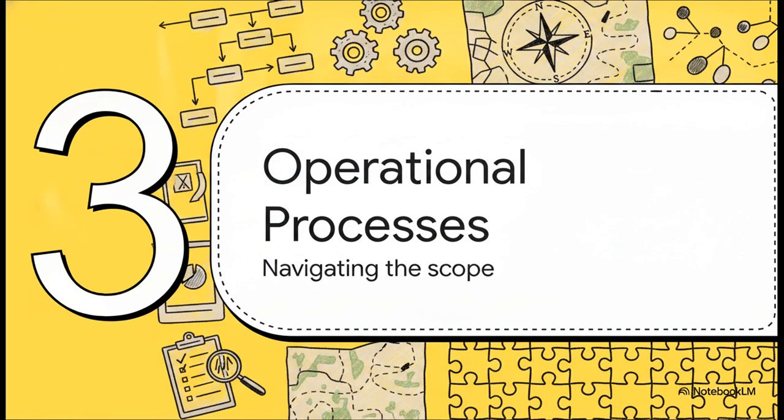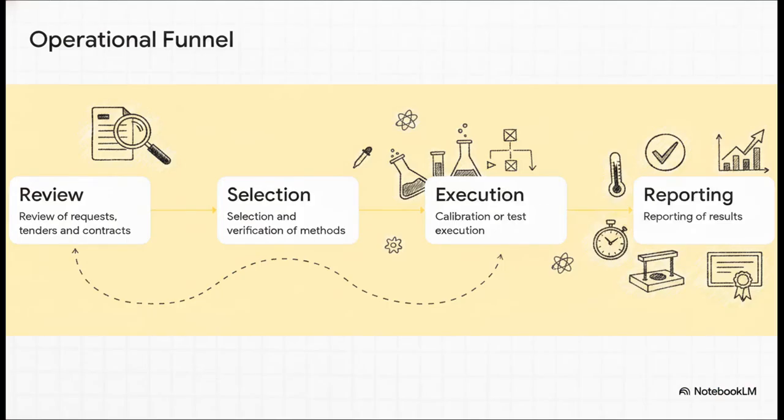Section 3, processes within the scope. Now that we have those boundaries firmly set, how does the day-to-day actually work? The standard provides a really helpful schematic that maps out the operational funnel of a laboratory. It's basically a journey. It kicks off with the review of requests and contracts, making sure the lab actually has the capability to do what the customer wants. Then comes the careful selection and verification of the right testing or calibration methods. Step 3 is the actual execution of the test. And finally, reporting the results. Every single test item has to trace this exact, highly controlled path.